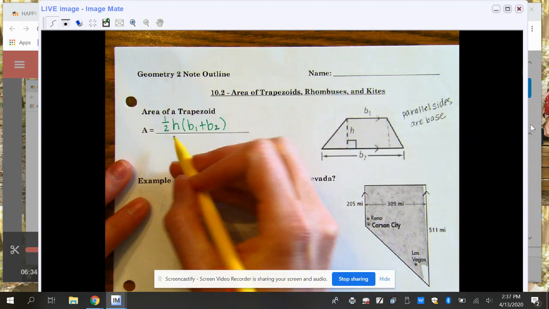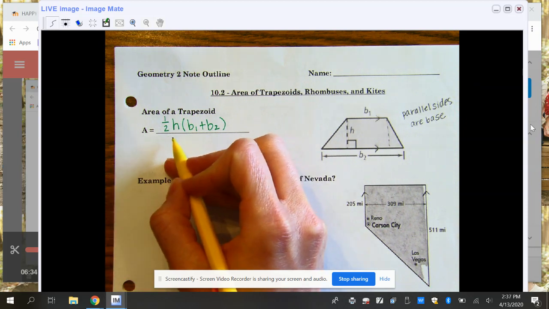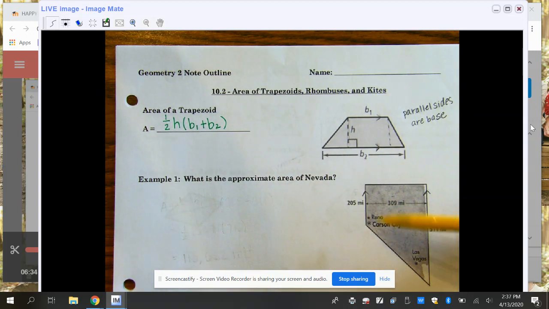Okay. And so if we just look at this first example, oh, and I guess the formula is important too, right? And so the formula for the area of a trapezoid is always 1/2 times the height times the sum of the bases. Okay. All right. So the state of Nevada is actually a trapezoid.